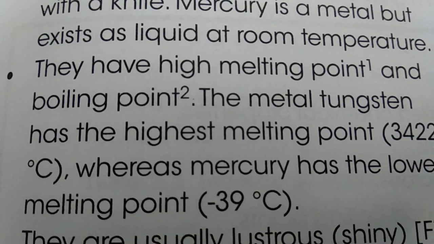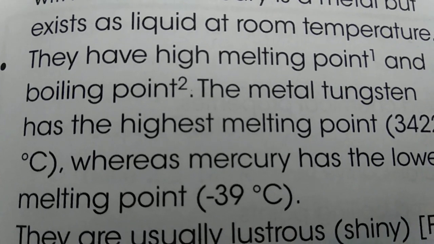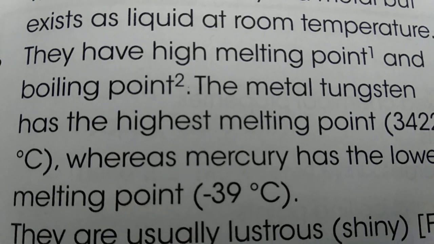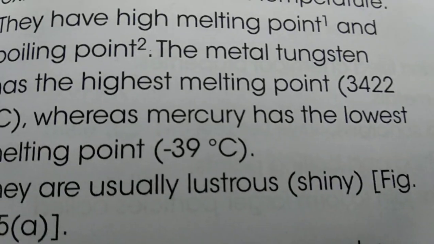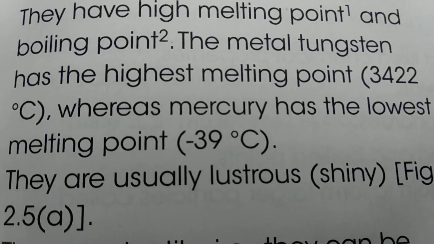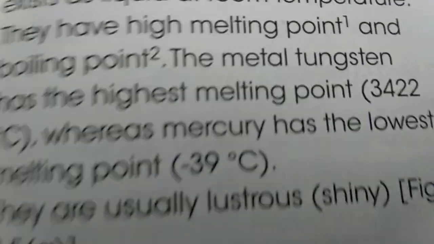They have high melting and boiling points. The metal tungsten has the highest melting point, that is 3422 degrees centigrade, whereas mercury has the lowest, minus 39 degrees centigrade.